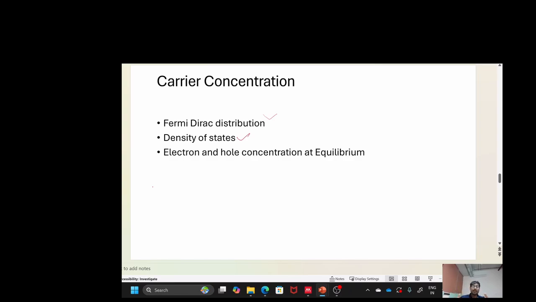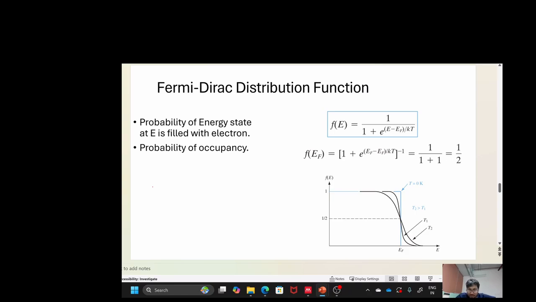Density of states: how many states are there in the semiconductor, either filled or empty. But whenever we say density of states, we always look for the empty density of states. We will see that. The density of states in the conduction band can be occupied by electrons, and the density of states in the valency band can be occupied by holes. Then we will go to the electron and hole concentration at equilibrium.